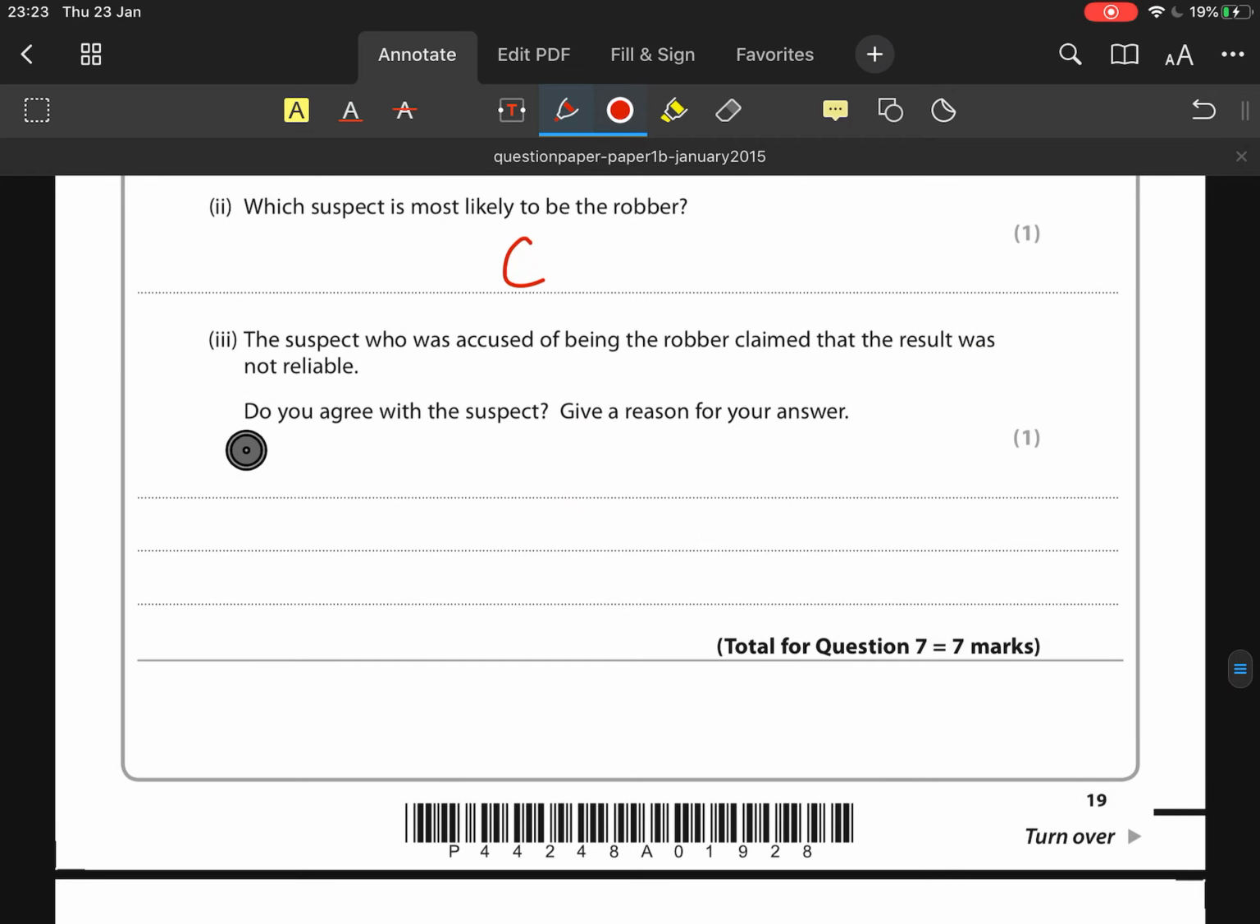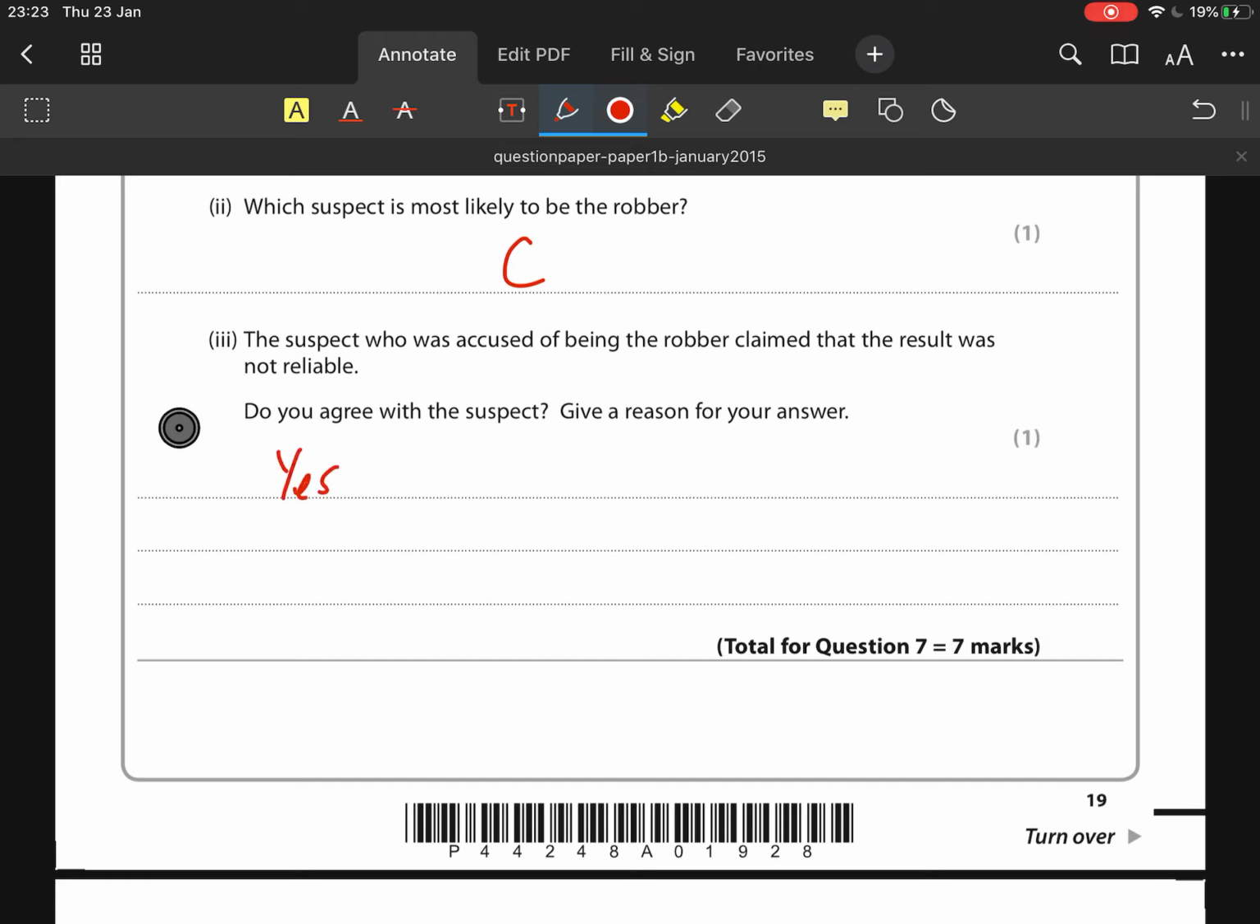Now, the next question asks us, the suspect who was accused claimed the results were not reliable. Do you agree? Many reasons, perhaps. I would say it's questionable. The soil is probably not unique to have that, but the main issue is that. So yeah, we don't agree with it not being reliable.